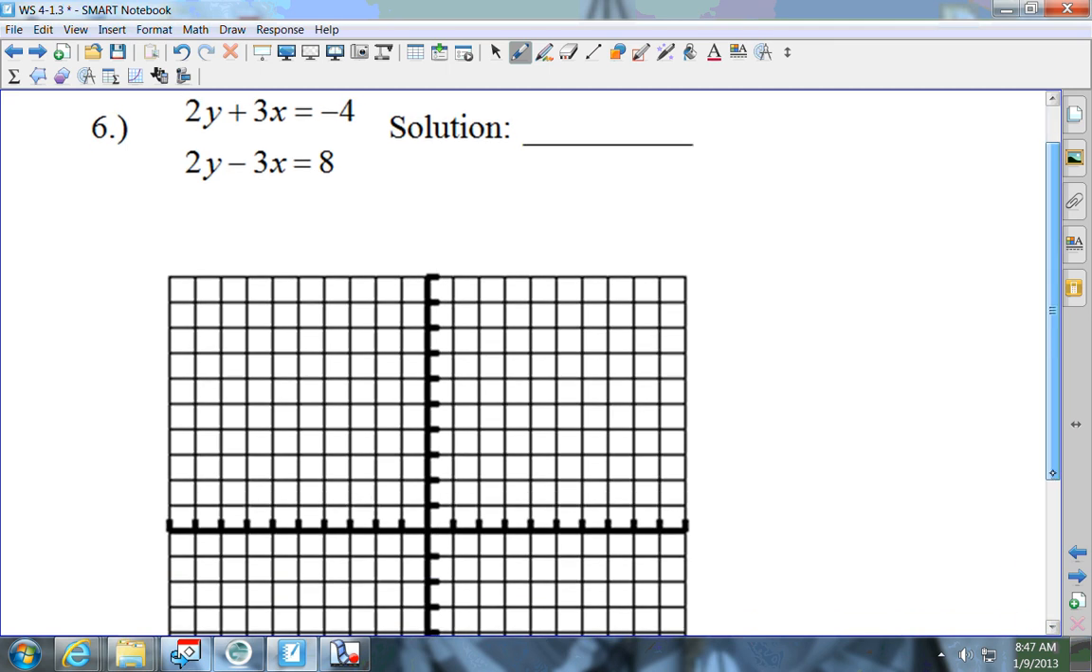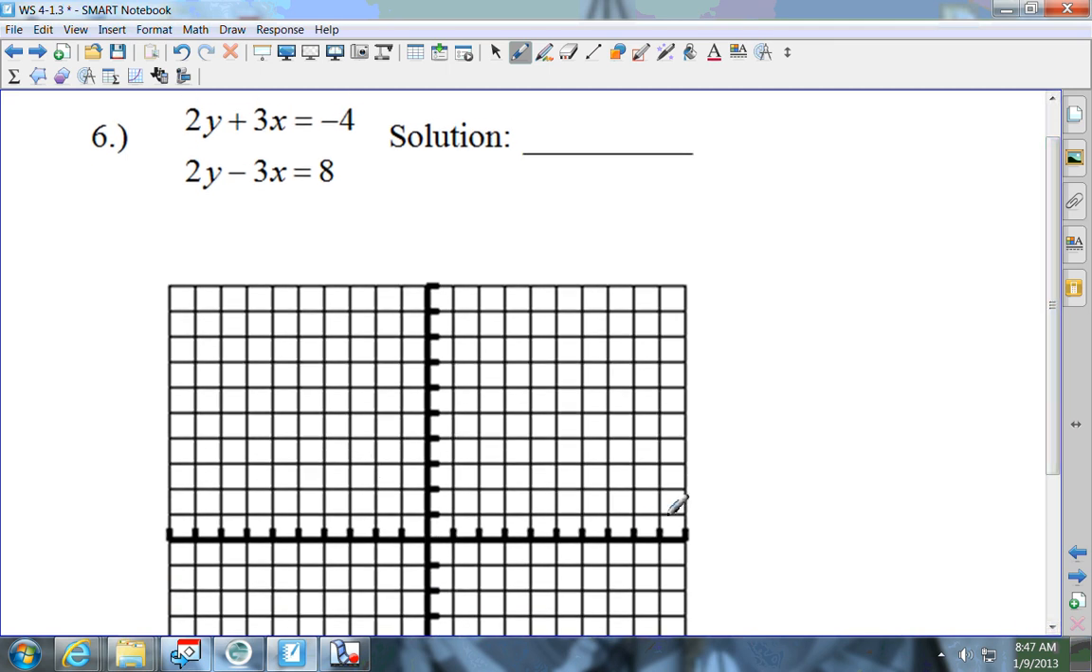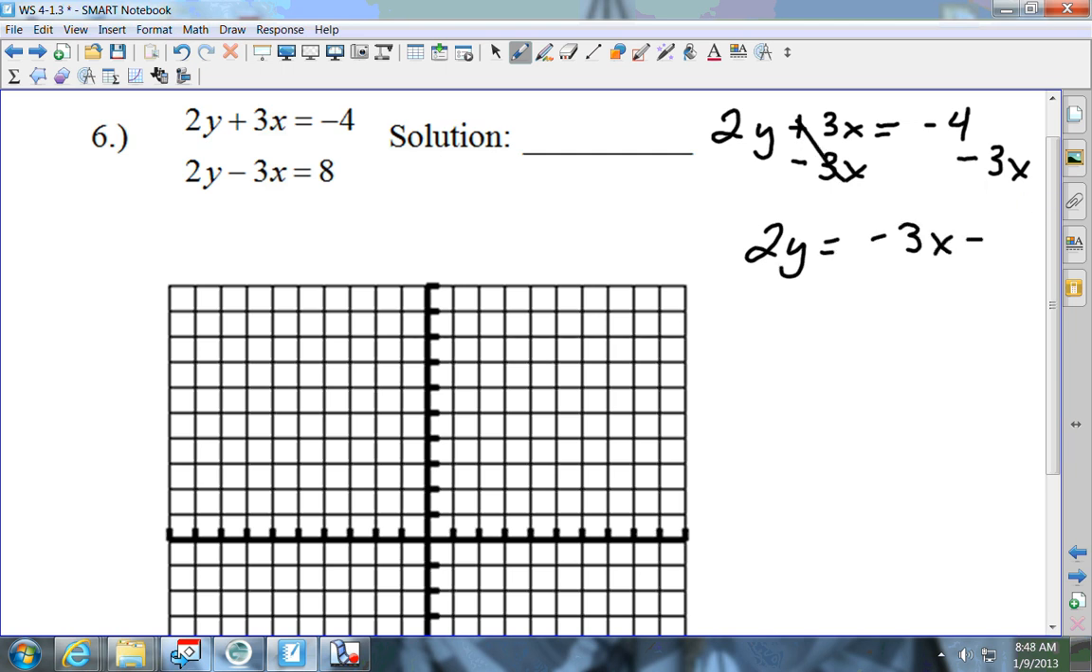Number 6. Well, I would choose the one that's in slope-intercept form to graph first, but neither one of these are. So let's go over here. 2y plus 3x equals -4. Let's solve for y. So I'm going to subtract 3x first from each side. 2y equals, these cancel, -3x minus 4. I'm going to divide by 2. I get y, remember 2 divided by 2 is 1, equals -3/2 x minus 2.